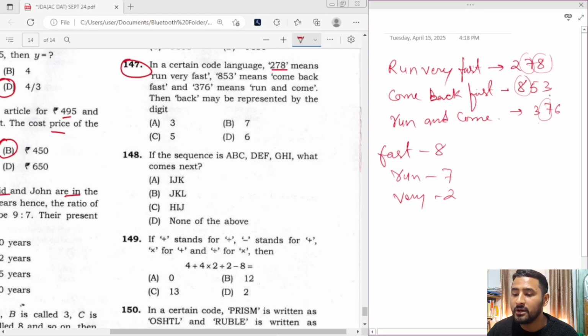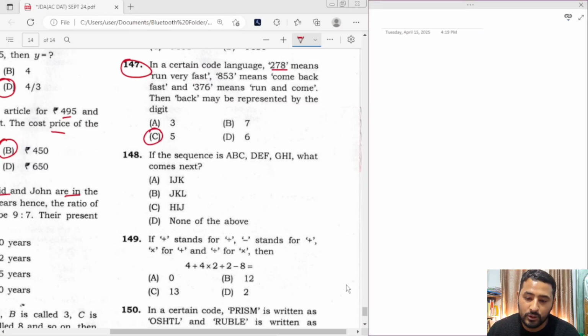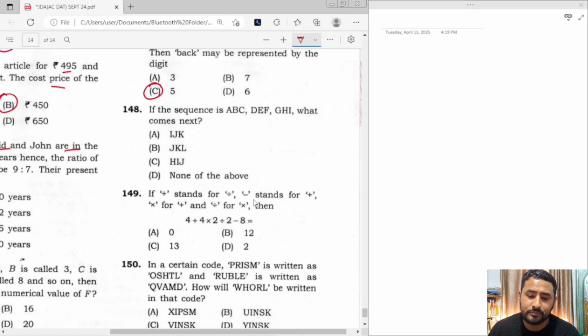Here, 3 and 3 are common in the second sentence. Can you see 3 and 3? That means come and come, so come will be 3. And back will be what? 5. So back will be 5. Option number C will be the correct answer. So we'll do it. Okay, all this in reasoning also.